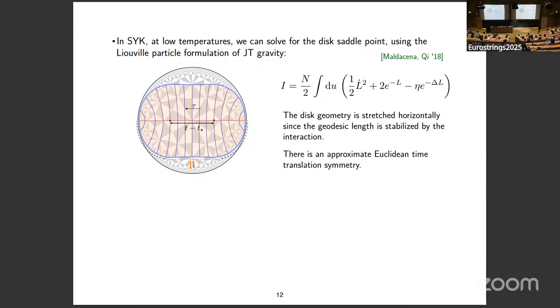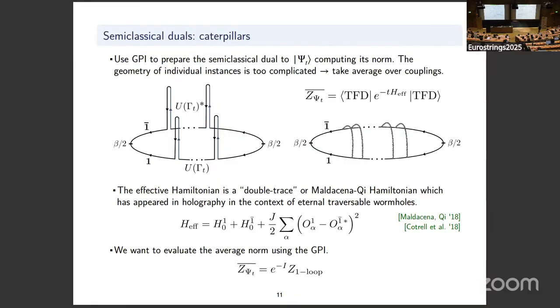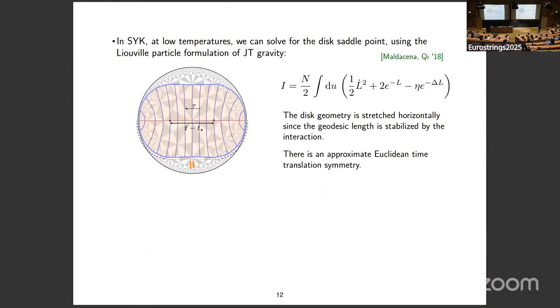So it's an exponential potential. And what happens is that this effective interaction, in this case, has been studied and introduces some other term. One can solve for this disk geometry very explicitly in that case. What happens essentially is that this additional term stabilizes the length between the two boundaries, and so the disk stretches for that reason. So essentially, the length is stabilized and there is some approximate time translation symmetry of the solution. And so the disk gets stretched.